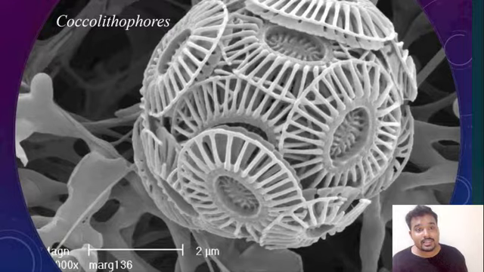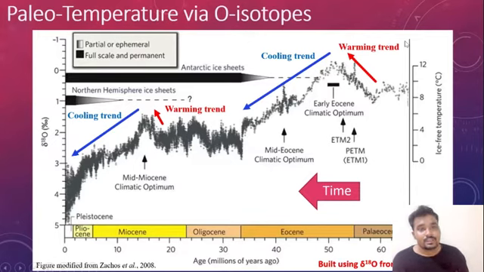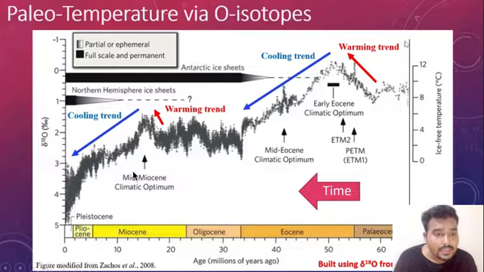We can use coccolithophores. This is again having a calcareous shell. So based on these data, we can reconstruct the past like this. So here we can see that in the past 65 million years, there is a cooling and warming trend.